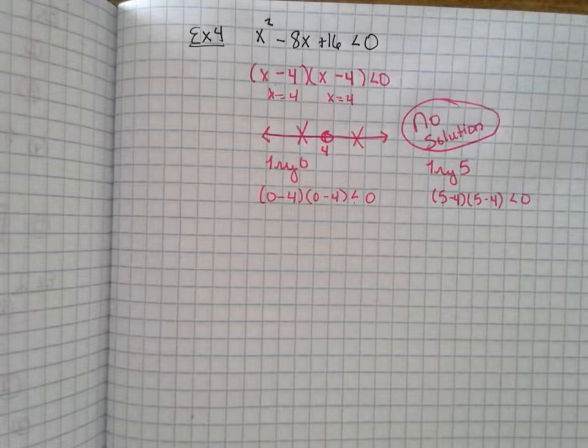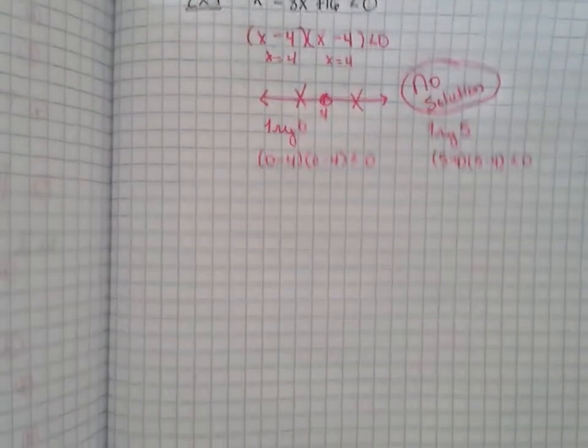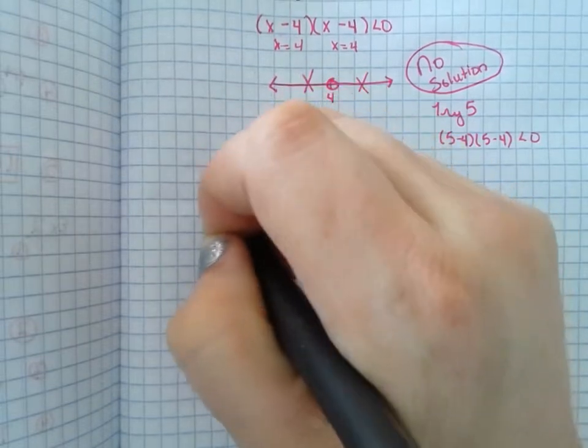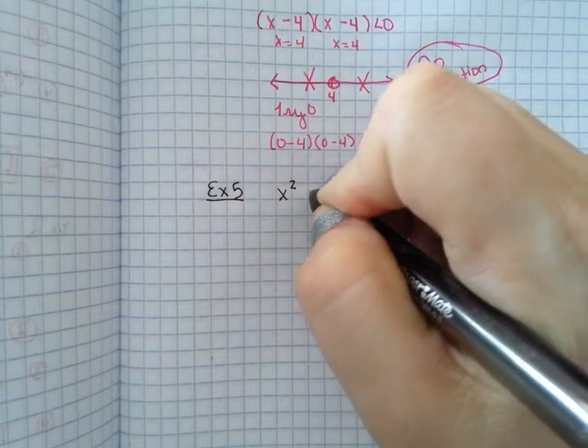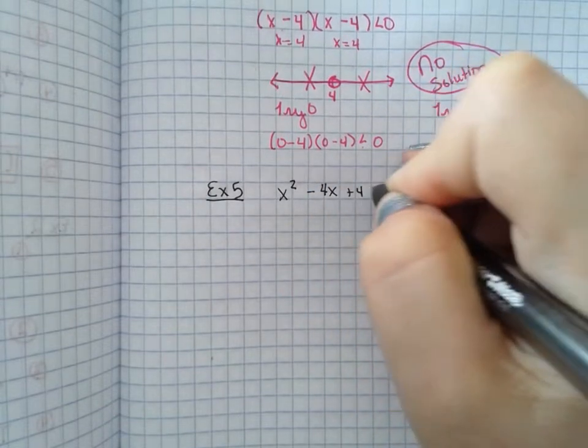Okay? Want to try another weird one? That way you see it now and you don't freak out when you get to your homework and have to answer it 1 billion times. Yeah, this way I only have to answer it 1,000 times. Okay? All right, example 5, last one. x squared minus 4x plus 4 is greater than 0.